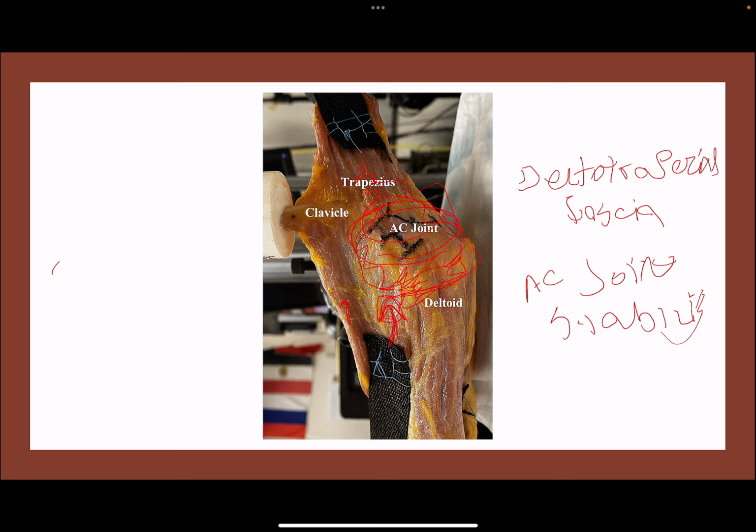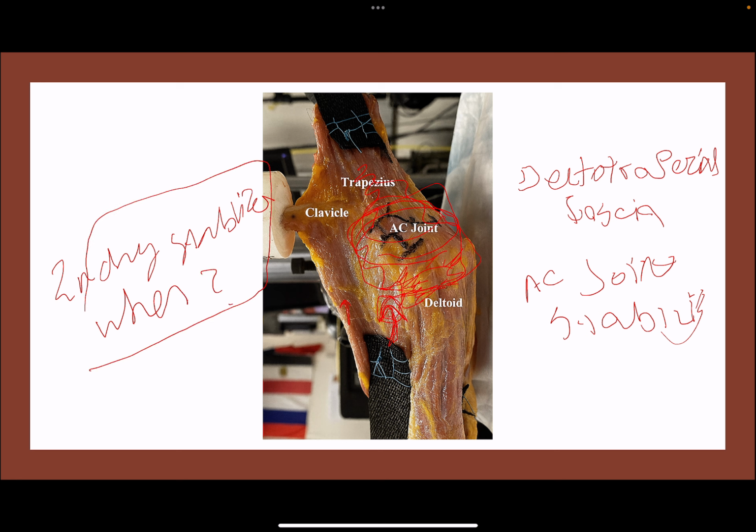It acts as a secondary stabilizer. When the AC ligaments are injured, it acts to limit displacement. In surgery, proper repair of the deltotrapezial fascia is essential to restore stability.